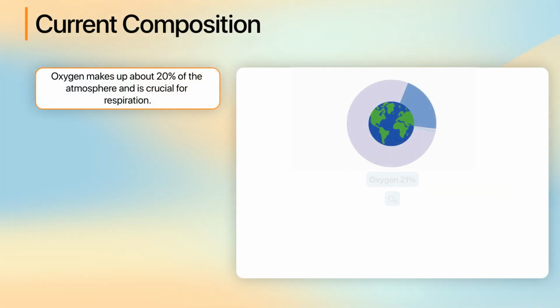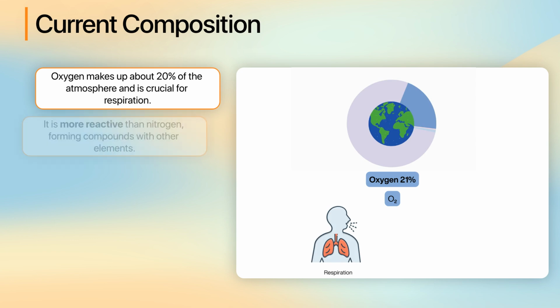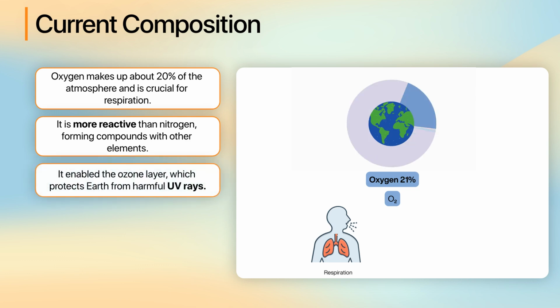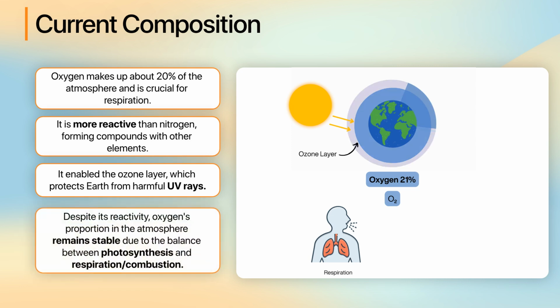Oxygen makes up about 20% of the atmosphere. It is crucial for the process of respiration carried out by most living organisms. Oxygen is more reactive than nitrogen and forms compounds with many other elements. The presence of oxygen has also enabled the formation of the ozone layer, which protects the Earth from harmful ultraviolet rays. Despite oxygen's reactivity, its proportion in the atmosphere has remained relatively stable due to the balance between processes like photosynthesis, which produces oxygen, and respiration and combustion, which consume oxygen.